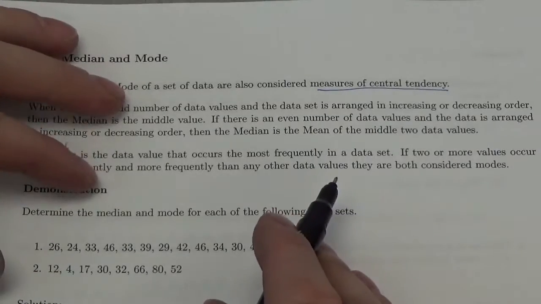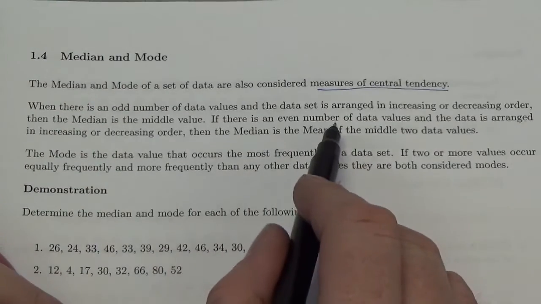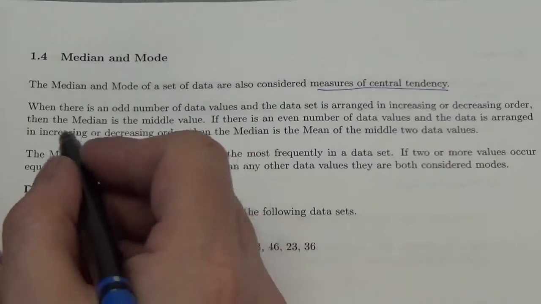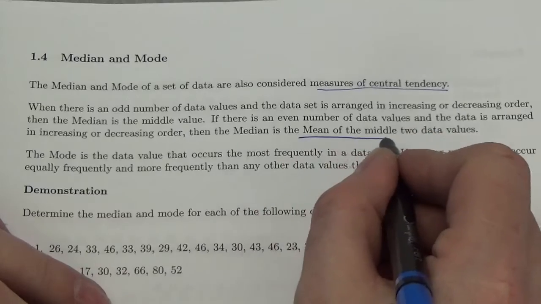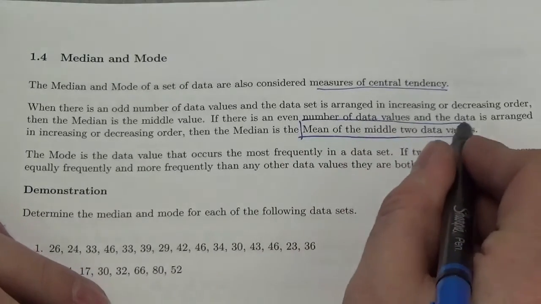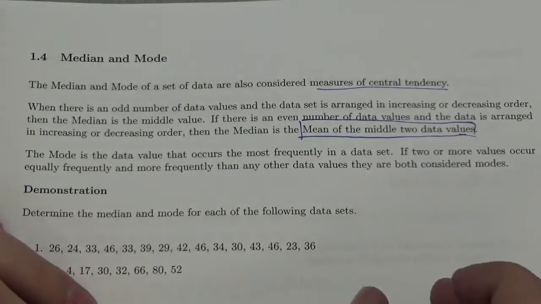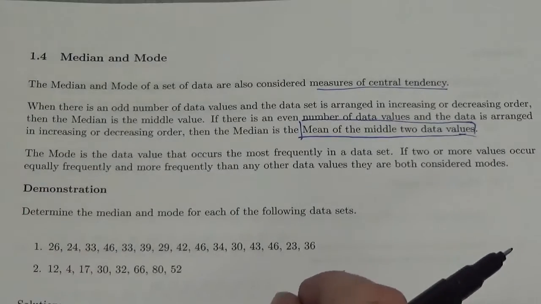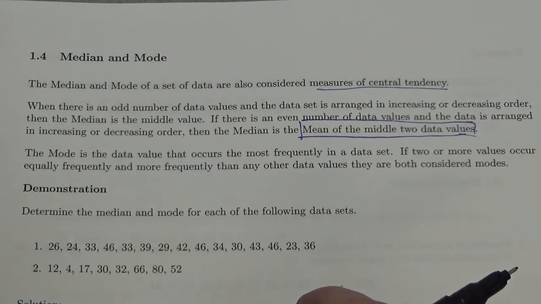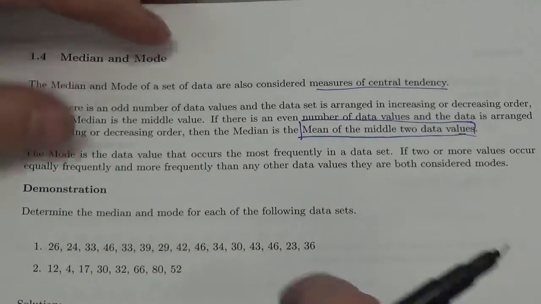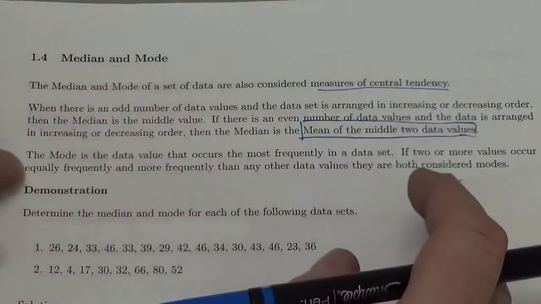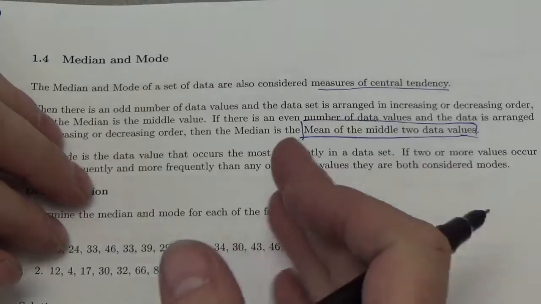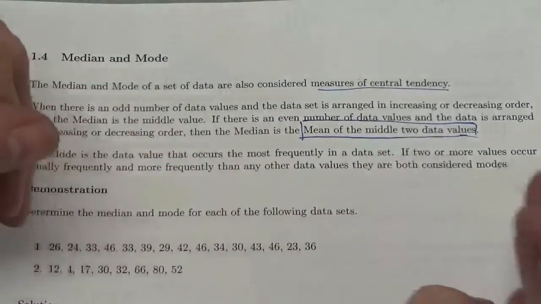But if there's an even number, then when the data is arranged in increasing or decreasing order, it doesn't really matter, then the median is the mean of the middle two data values. So what you're going to do here is add those two middle values up and divide by 2. Now, what that means is that the median doesn't necessarily have to be one of the data values that you're looking at. That's just like the mean, okay? When you find the mean of a set of data, the number that you get doesn't have to be one of the data values.